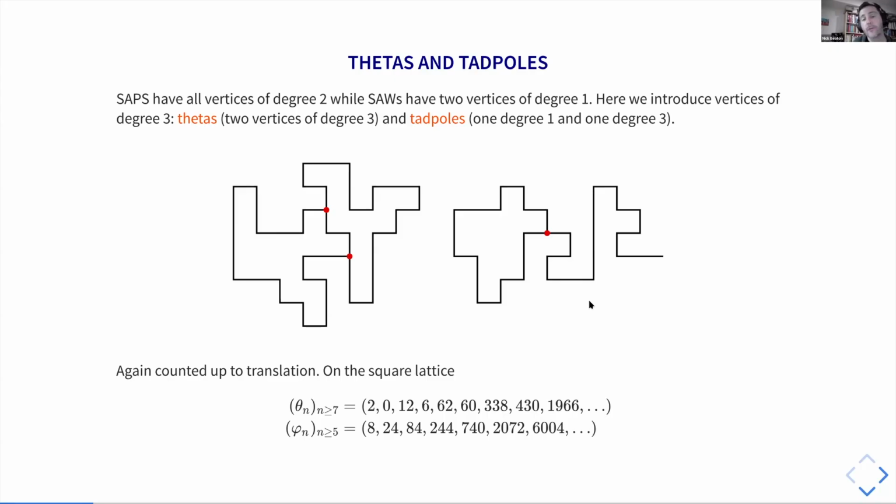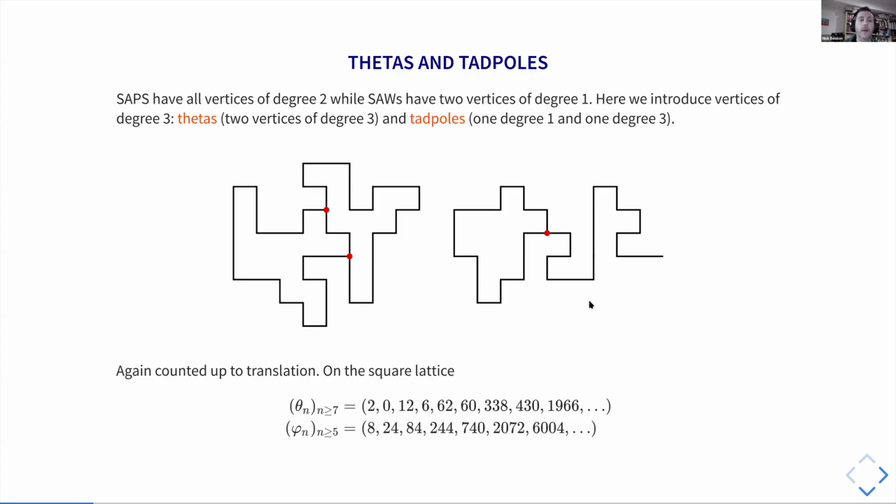Thetas, and there's a picture here of tadpoles. I'm not really going to be talking about tadpoles in this talk. I'll mostly just be focusing on thetas, although we do have some data for tadpoles as well. But mostly I'm going to be talking about thetas.